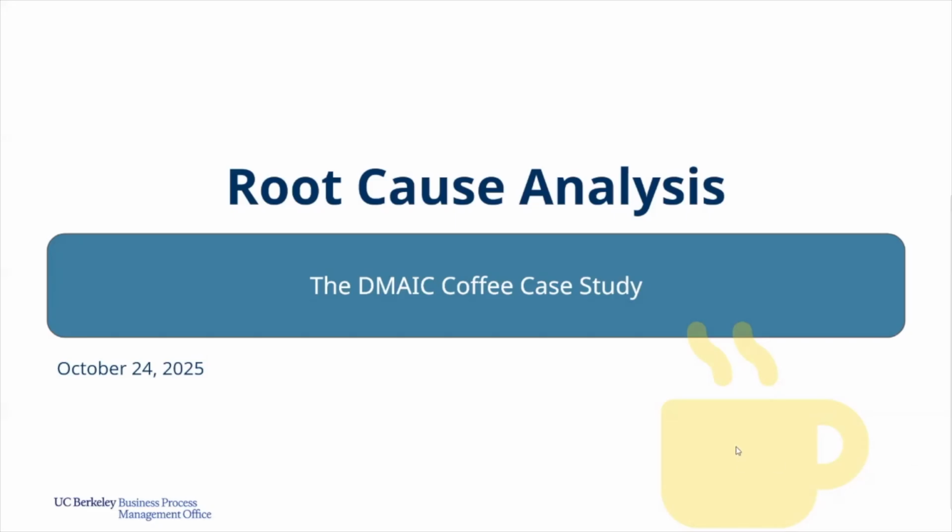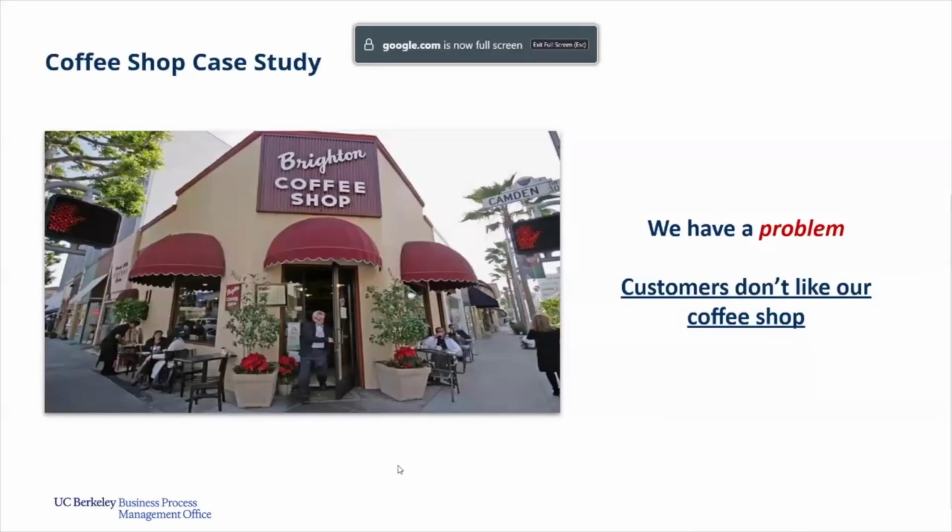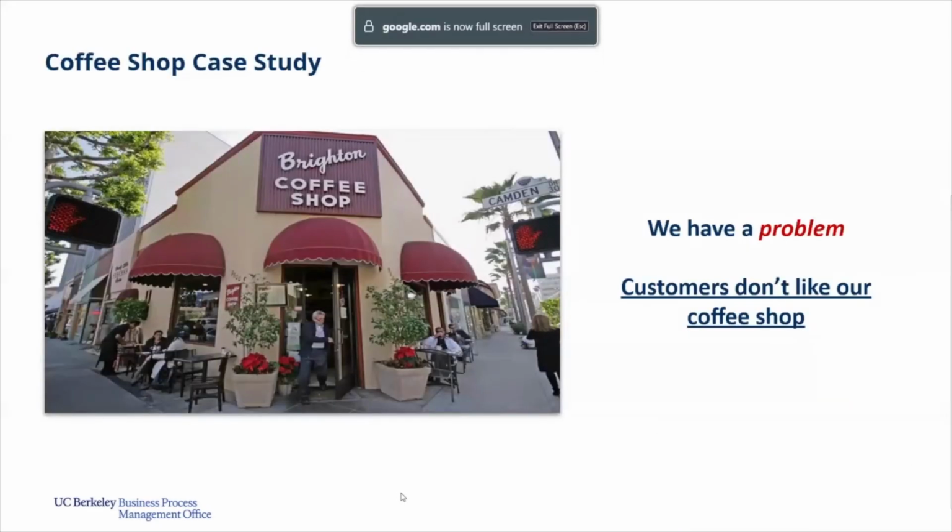All right, so kind of put context of what we're going to be doing as far as looking at root cause analysis. So rather than just looking at it in a piece unto itself, we're going to walk through a DMAIC approach to solving a problem. And the issue we're going to be addressing is that we have a coffee shop I've become an owner of, and it's not doing well. So we have to figure out why customers are unhappy with the coffee shop.